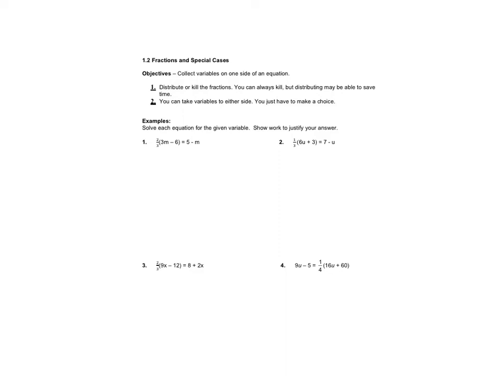So today we're going to take a look at the second section of integrated algebra. Today we're going to look at solving equations that have fractions in them and also take a look at a couple special cases. The objective here is always to get your variables to the same side of an equation. You have the option of which direction you want to take them, but you definitely want to get your variables to one side of the equal sign, and then use your inverse operations or opposite operations to get that variable by itself. The steps are listed here for you.